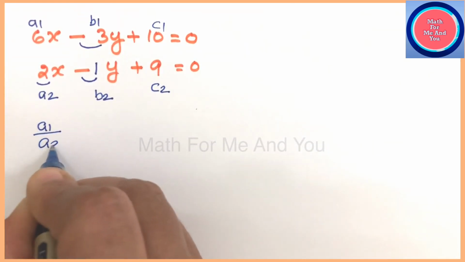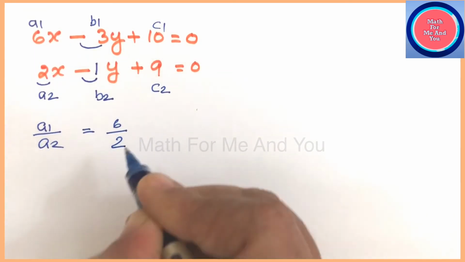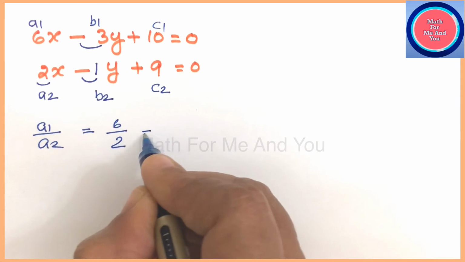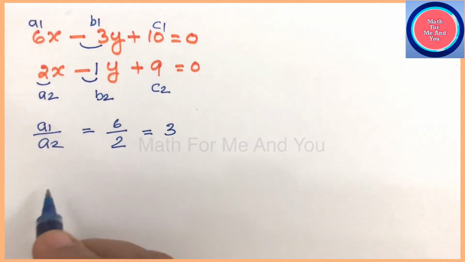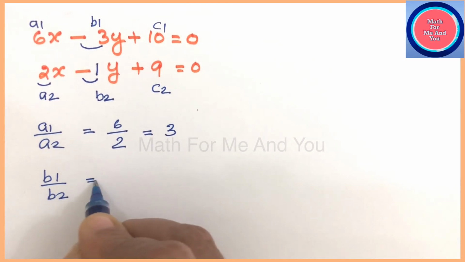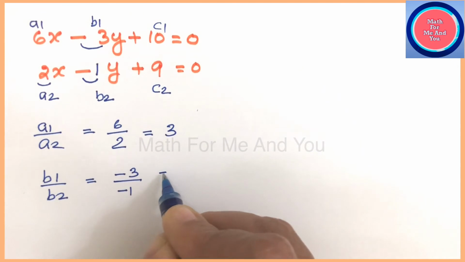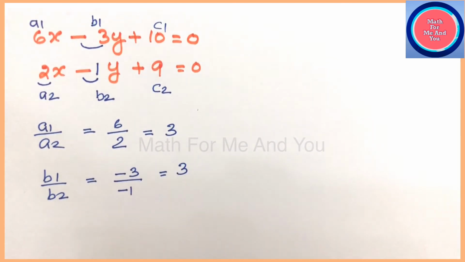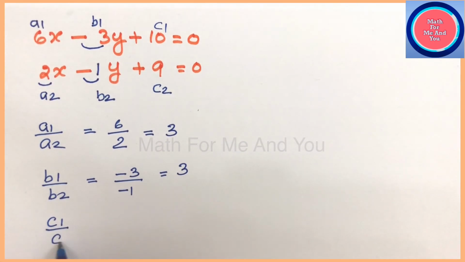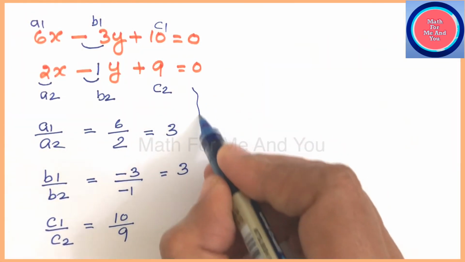Next we can compare the ratios. First, a1 by a2. That is equal to 6 over 2. Cancel 6 with the 2. Then what answer we get? It is 3. Next we will look what is the ratio b1 by b2. It is minus 3 over minus 1. Minus over minus become positive. 3 over 1 means 3. Next is c1 over c2. c1 is 10 and c2 is 9. Can we cancel? No. So we can keep like that.